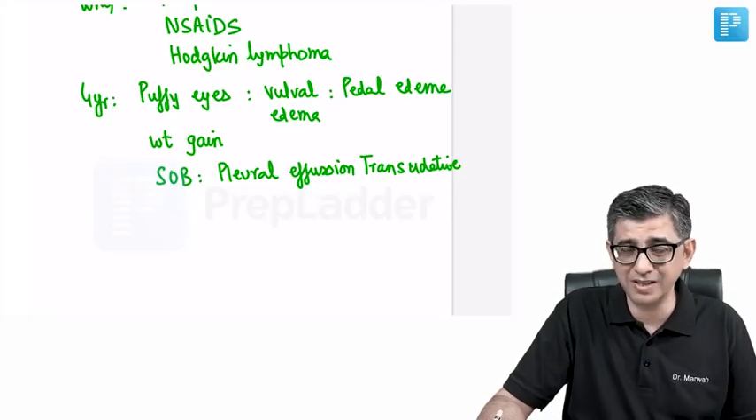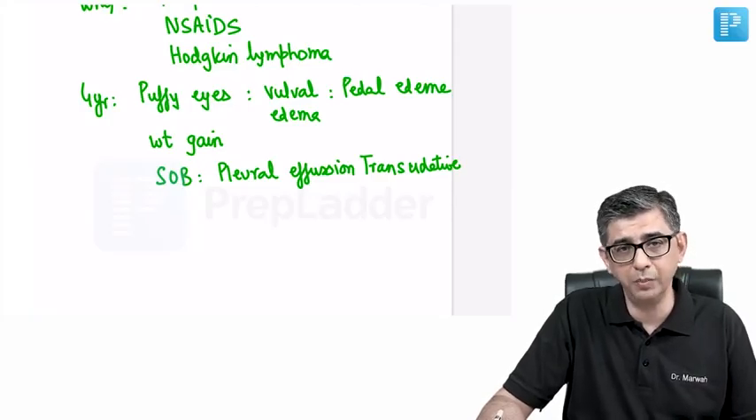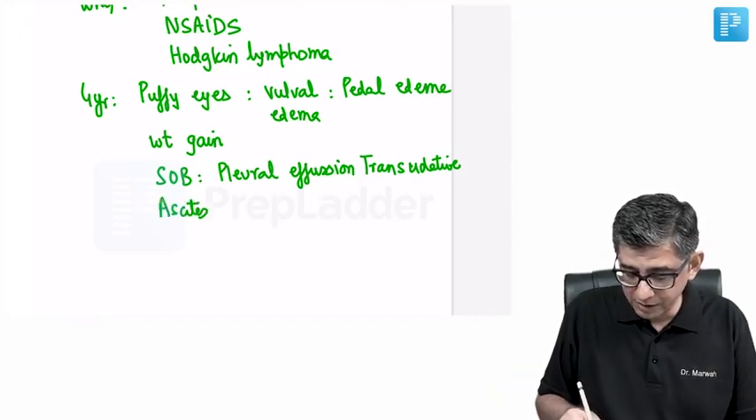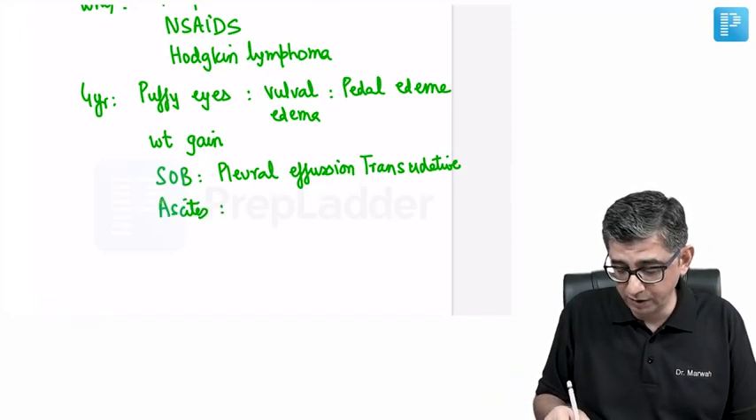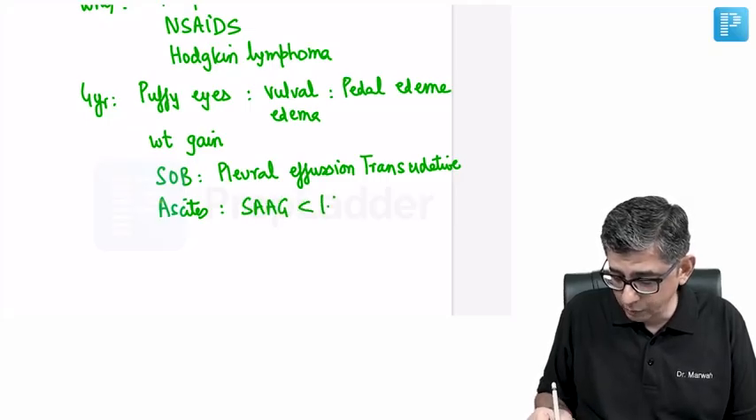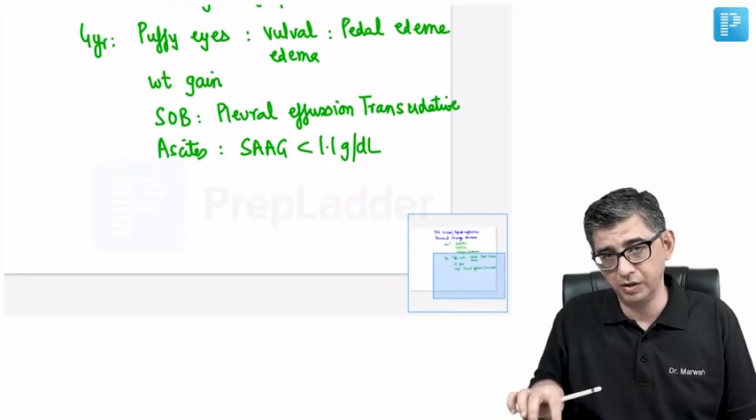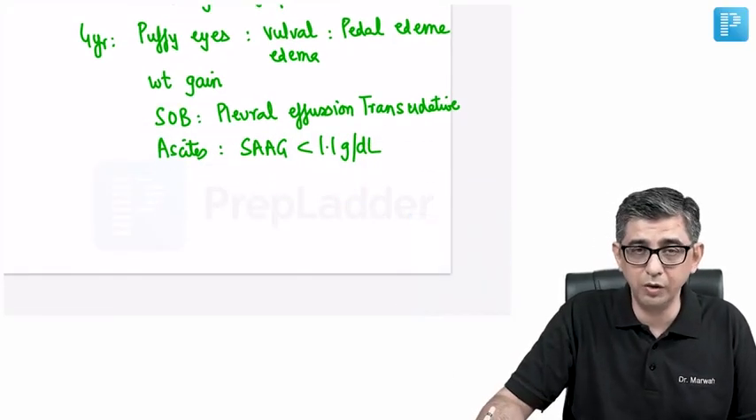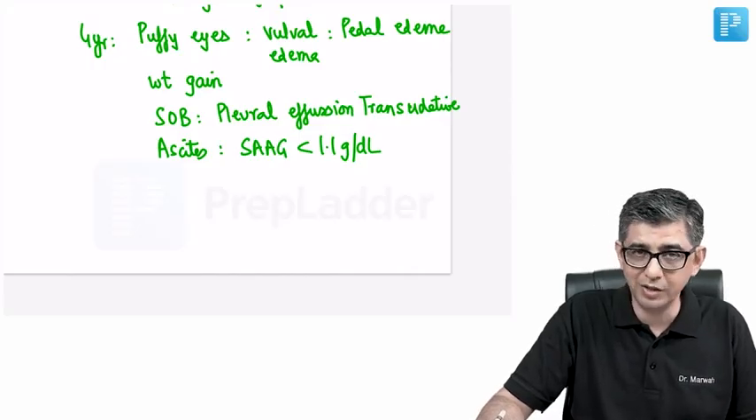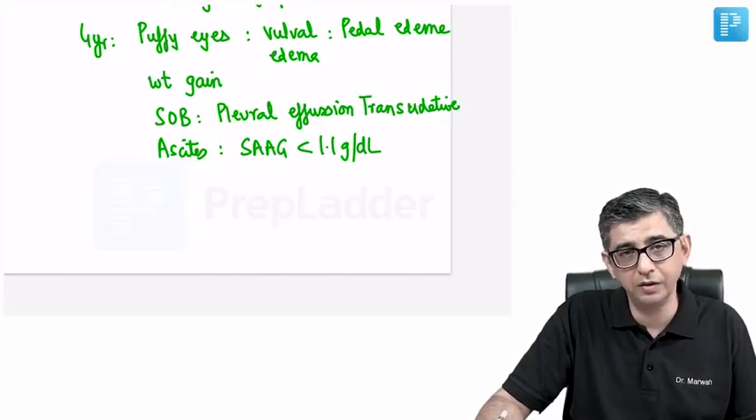This would definitely be a massive pleural effusion, not a minimal effusion. There will also be ascites, and the ascites seen with nephrotic syndrome will have a SAAG value, that is serum albumin ascites gradient value, less than 1.1. Now, I would like you to go through the liver section for this component: the SAAG value is not more than 1.1, it's actually less than 1.1, and the reasons for that are what I've explained in the ascites component.